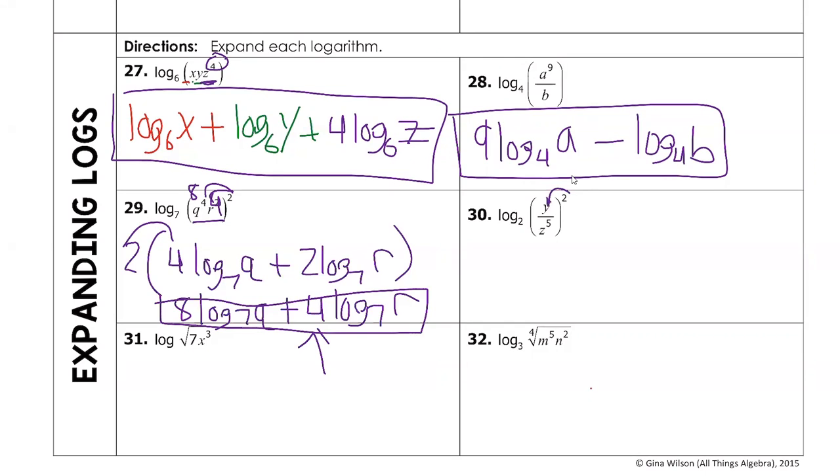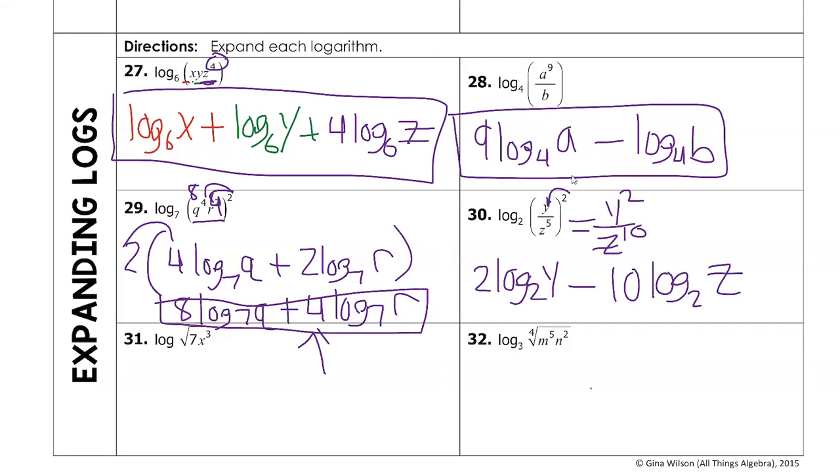Like this problem, you'd really have y squared over z to the 10th. If you deal with the power first, you wouldn't have to deal with this. The answer to this one would be 2 log base 2 of y minus 10 log base 2 of z. If you deal with the power, it basically goes away. So that might be an easier way so you don't have to distribute.